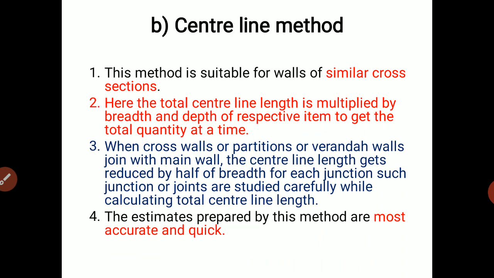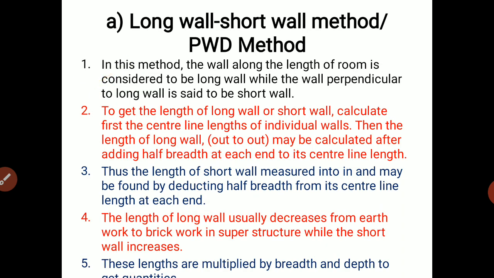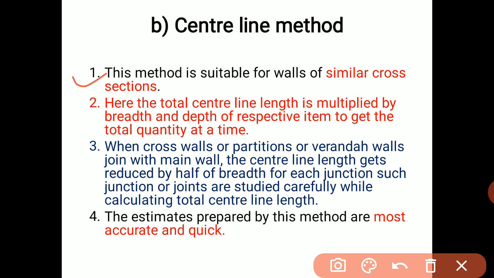Then the next one is the center line method. This method is suitable for walls of similar cross section. Here the total center line length is multiplied by the width and depth of the respective item to get the total quantity at a time. So this method is very short, and we get the quantity in one simple line. What we are going to do here is calculate the center to center distance first, and then multiply with the width and depth of the respective item.